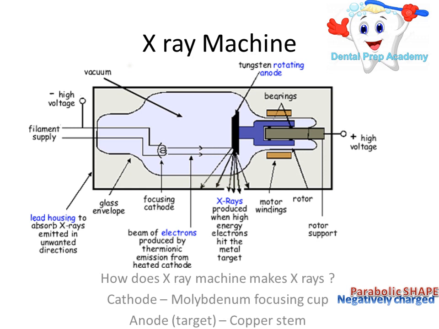So, we are beginning with the oral radiology series. Now, oral radiology begins with X-rays. The X-rays were discovered in November 1895 by William Röntgen, and the father of oral radiology is Edmund Kells.